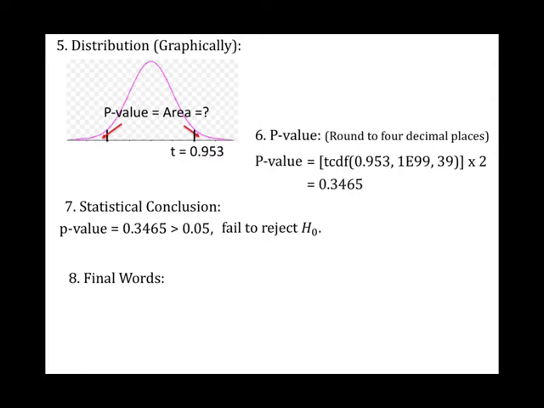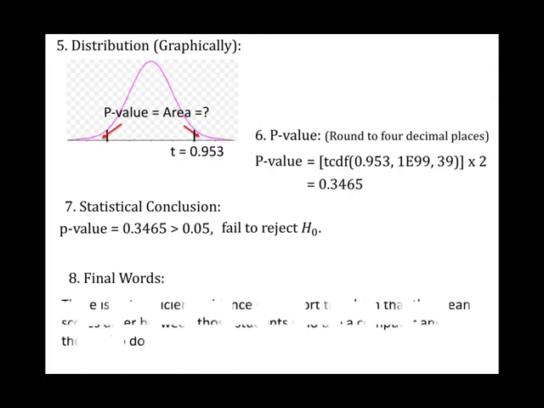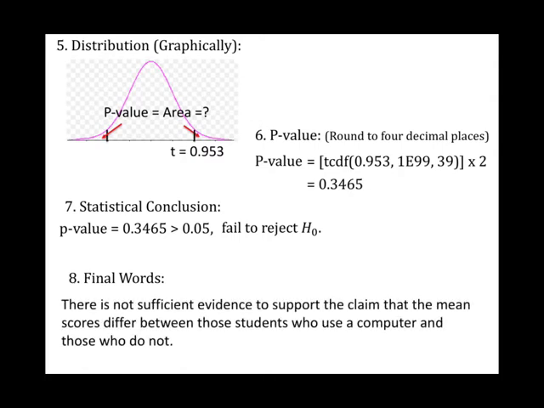Okay, final step: 1, 2, 3, 4, conclusion. We have the two-tailed test, so it goes to the alternate hypothesis, so either number 3 or number 4. And we have fail to reject, so that will be number 4 conclusion. There is not sufficient evidence to support the claim that the mean scores differ.